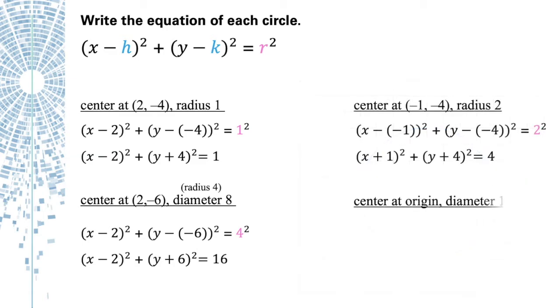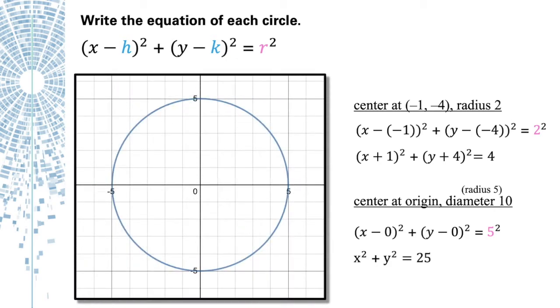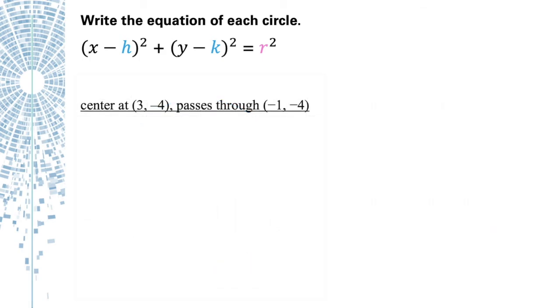And then how about this one? The center at the origin and diameter 10. Well, again, if there's a diameter 10, that means the radius is half that, at 5. And a center at the origin means the x and y values of that point are 0. So we've got x² + y² = 25. And there we go. Okay, let's try one a little bit harder.